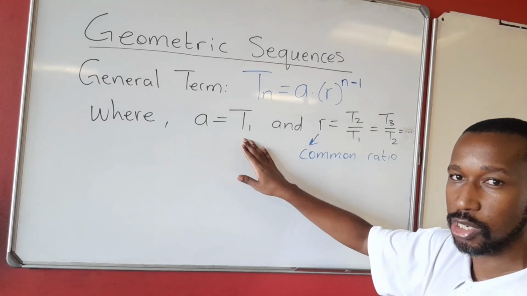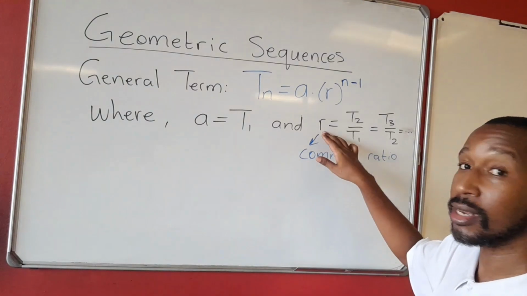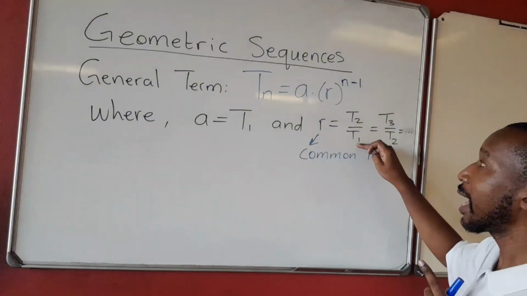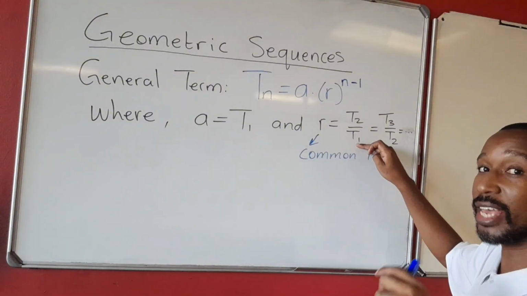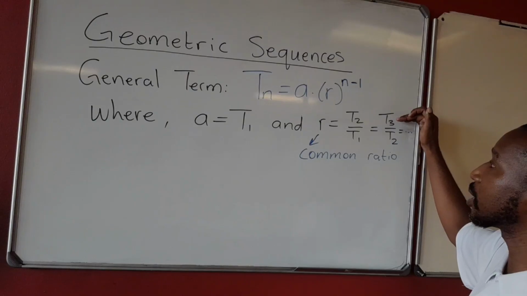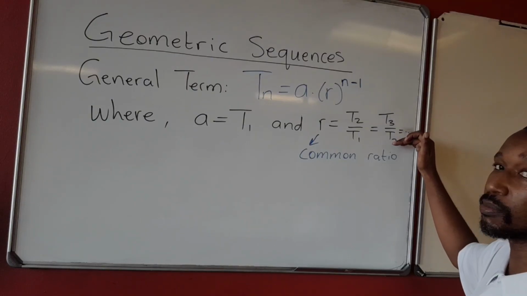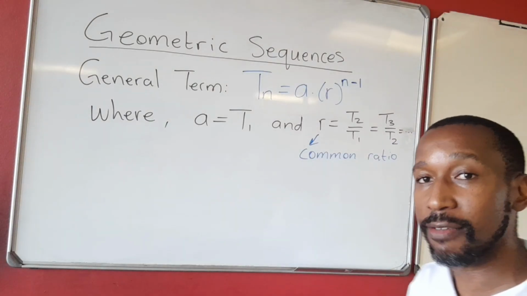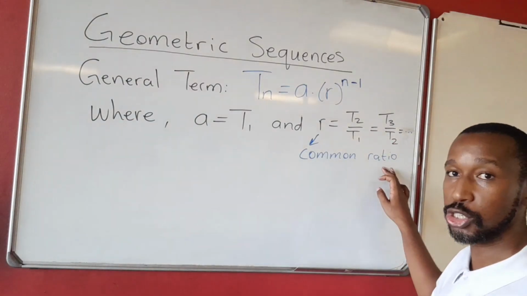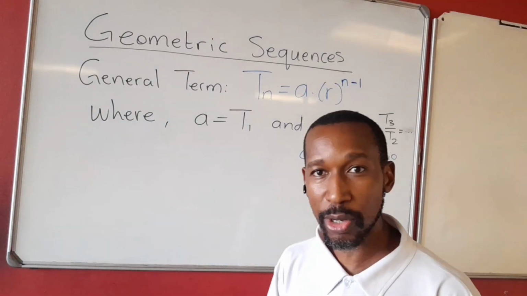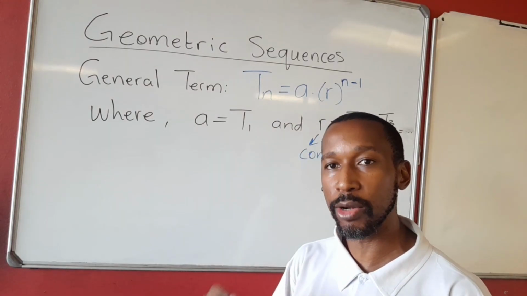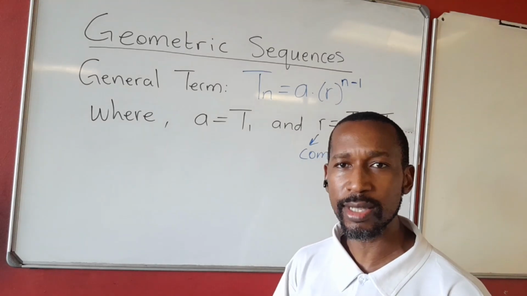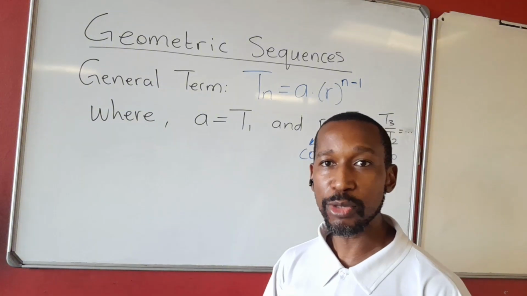So you just look at what is your term number 1, and then r is found by dividing term number 2 by term number 1 and ensuring that the number you get there is exactly equal to the number you are getting for term number 3 divided by term number 2, or term number 4 divided by term number 3. This ensures that you have a geometric common ratio. So that's how we get the common ratio, and that's how we ensure, or prove, that a pattern that's given to us is actually geometric. So that's where we start off.